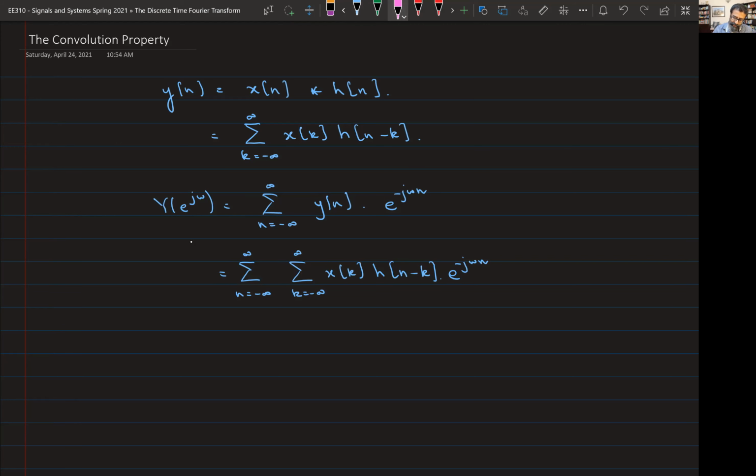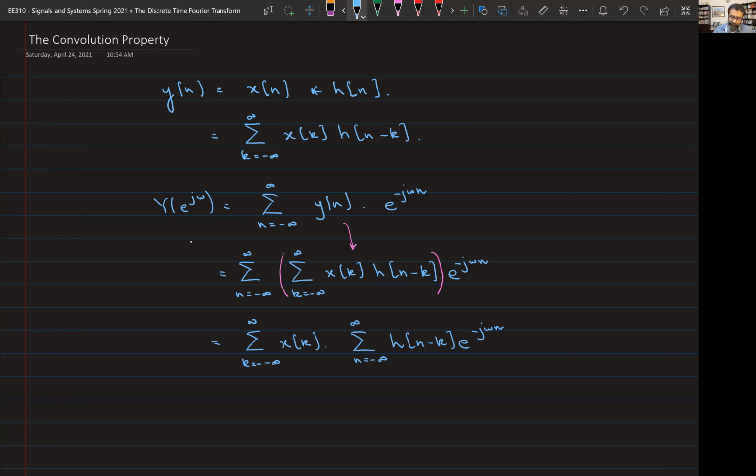So essentially, just note that this is actually y of n. This just goes here. Now I can play around with this summation. I can bring the k outside because everything is linear, and then have x of k here, the summation over n on the inside, and I have this h of n minus k and e raised to the power minus j omega n over here.